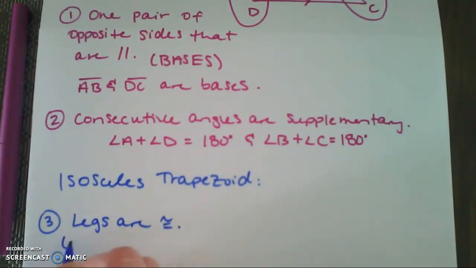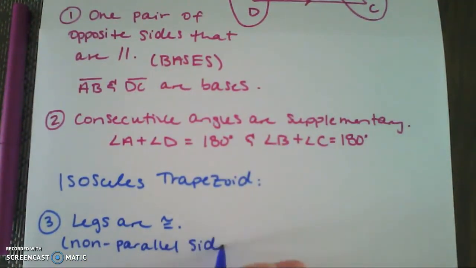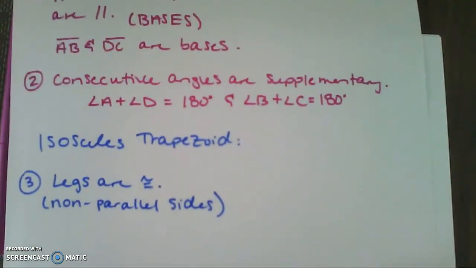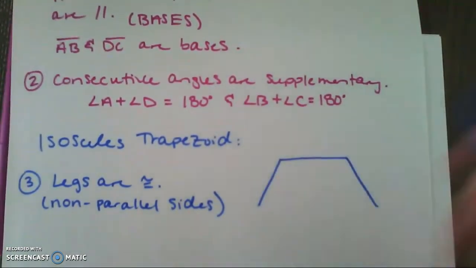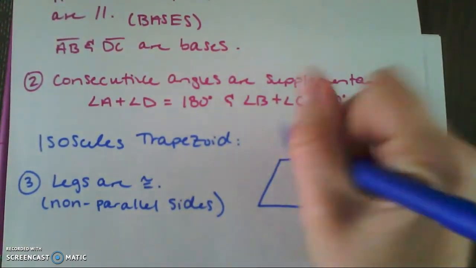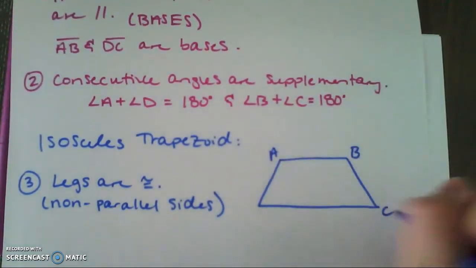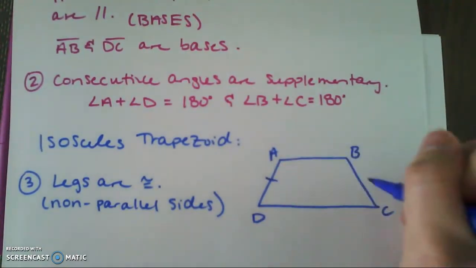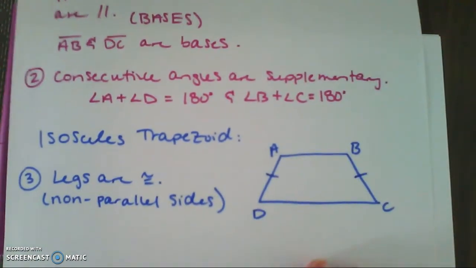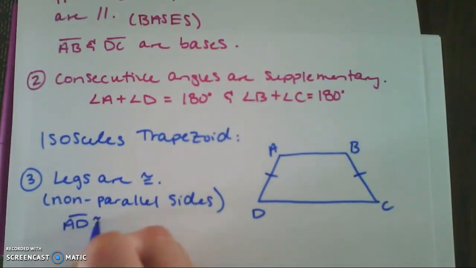The legs are referred to as the non-parallel sides. So we'll go ahead and do our best to draw an isosceles trapezoid. Looks more like this. It's not perfect, but that's okay. So again, make sure we label it going clockwise, A, B, C, and D. So the legs are congruent. Your legs would be legs AD and BC. So we'll put AD is congruent to BC.